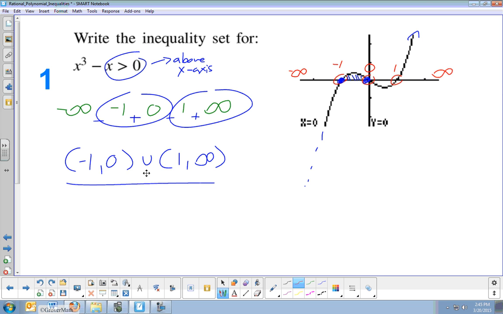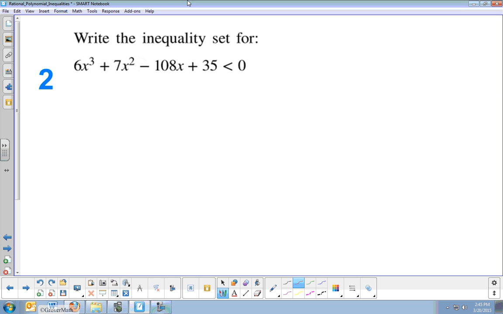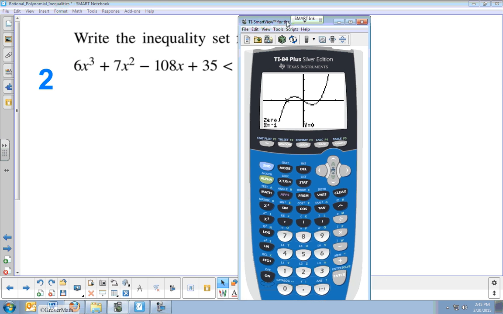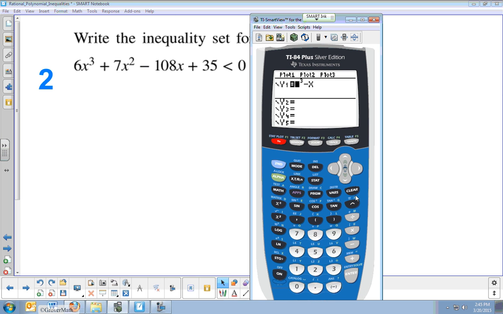Let me do one more example for you. All right. So let me type this into the calculator. Move it over so I can see it. We're looking at y equals 6x cubed plus 7x squared minus 108x plus 35. And I always like to start with zoom 6.